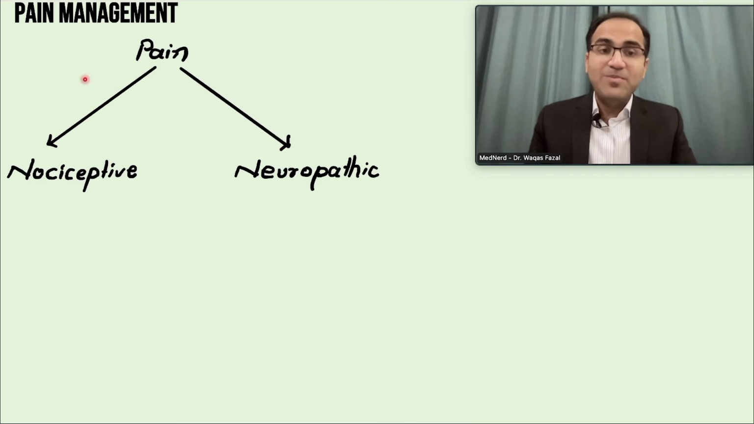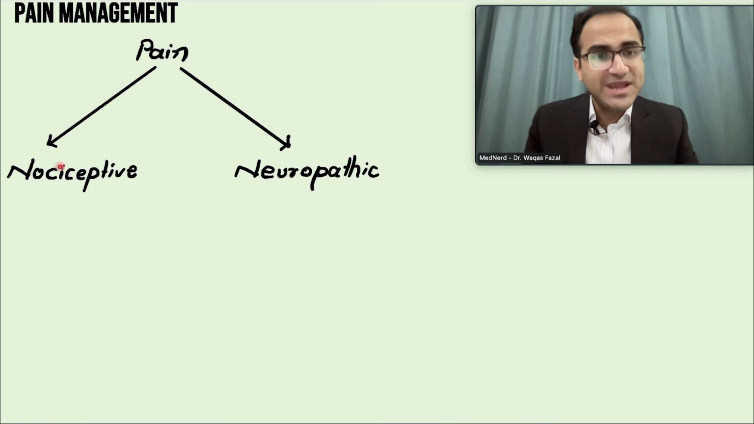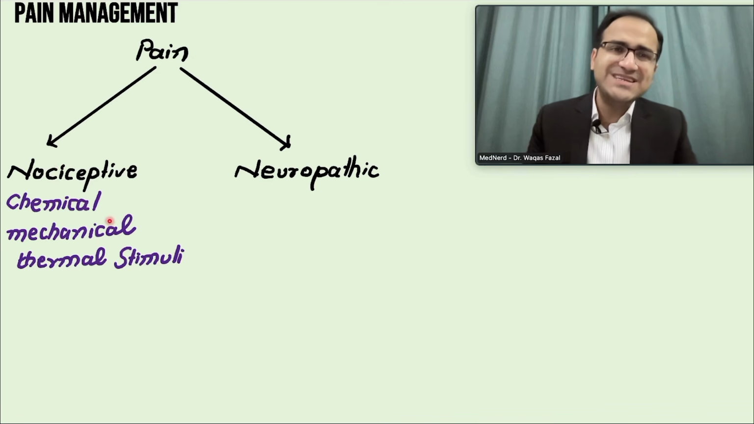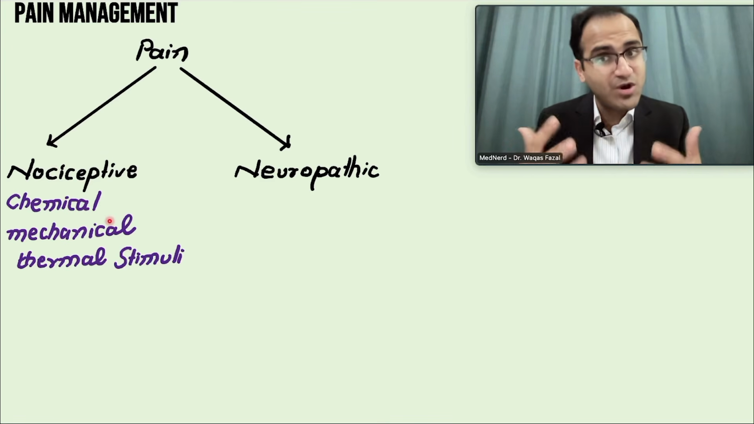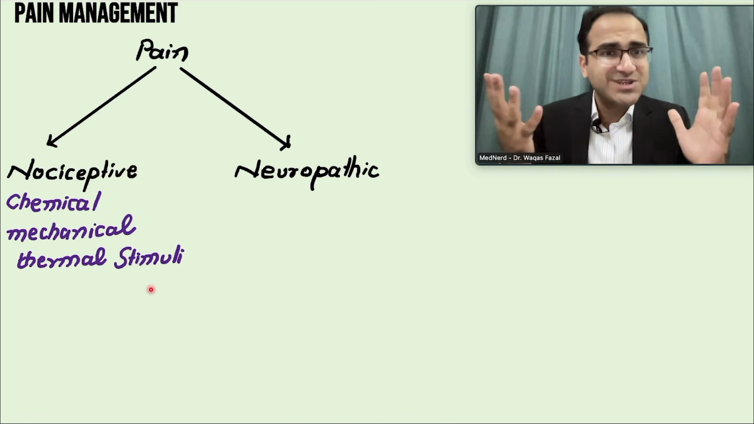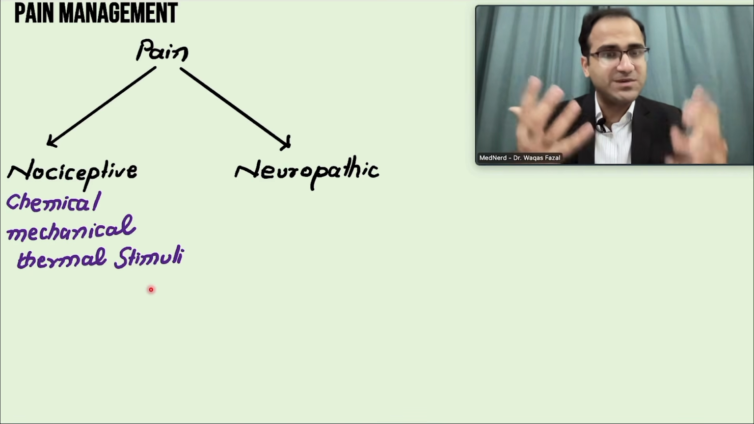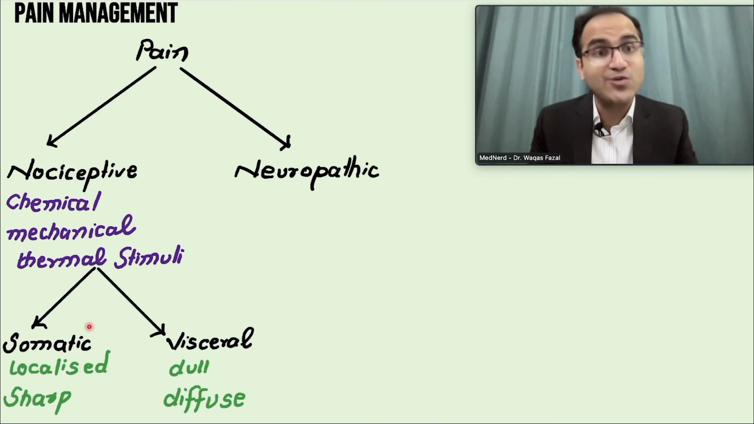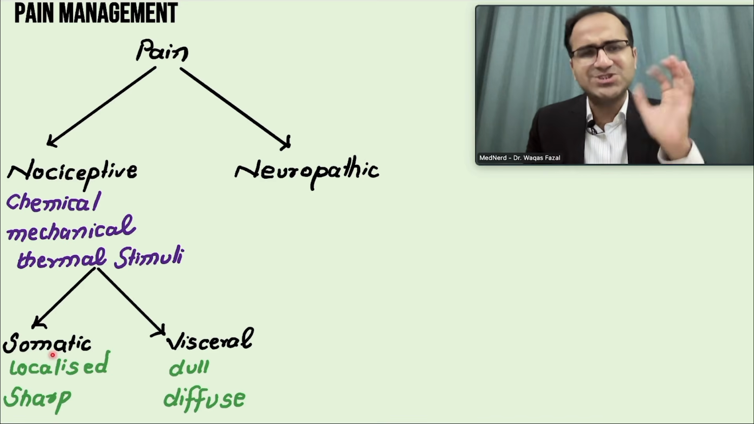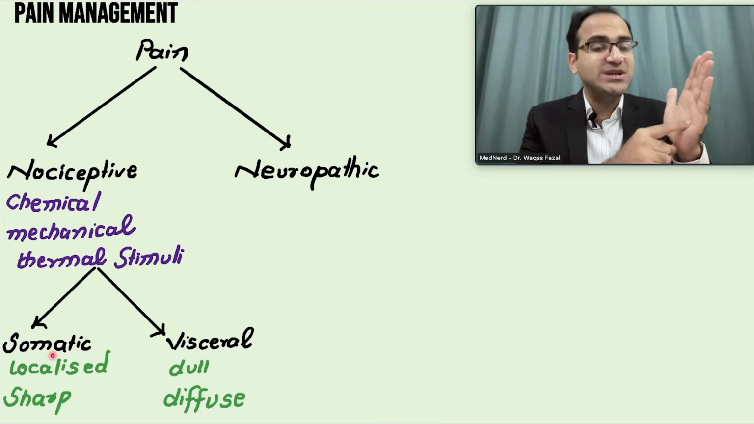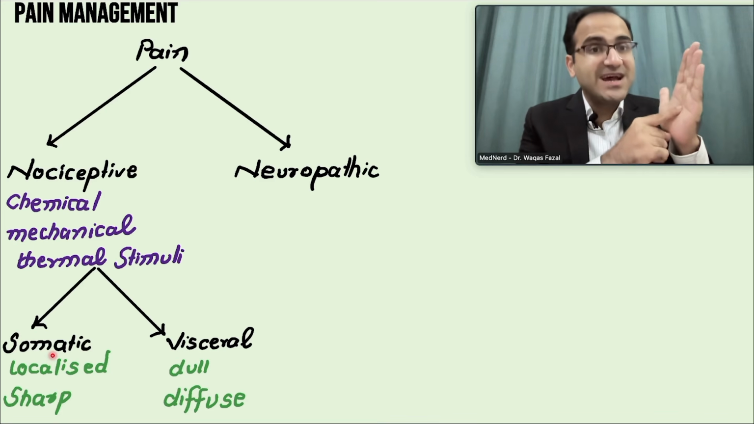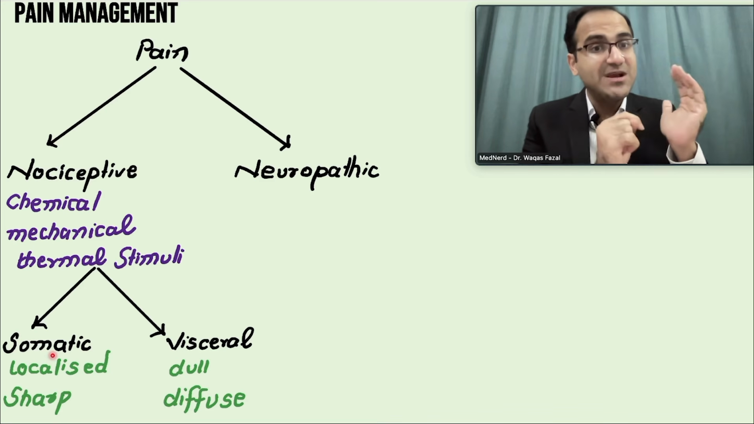Pain is divided into two types: nociceptive pain and neuropathic pain. Nociceptive pain commonly occurs after a chemical injury, like someone burned by an acid; a mechanical injury, like someone hit by a car who has broken ribs; or a thermal injury, like a patient with burns after a house fire. Nociceptive pain is further divided into somatic pain and visceral pain. Somatic pain is localized sharp pain. If someone gets a knife injury on the hand, the pain is right there at the site of the injury. That is somatic pain.